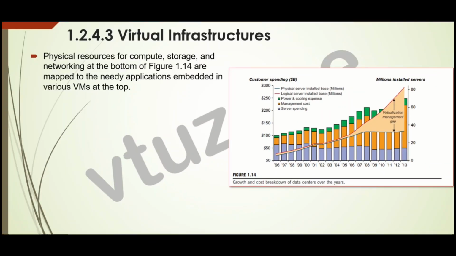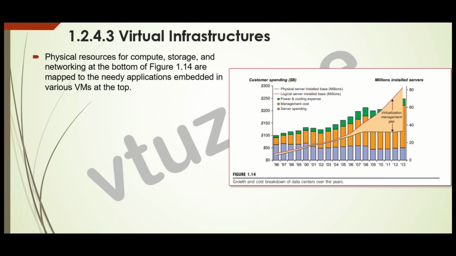The physical resources like servers, storage, and networking at the bottom of the figure are shared among multiple virtual machines at the top. These virtual machines run different applications, ensuring efficient resource use and flexibility. The next is, normally a computer's hardware and software are tightly connected. Virtualization allows software to run independently of the physical machine, so it can move or be reconfigured easily.